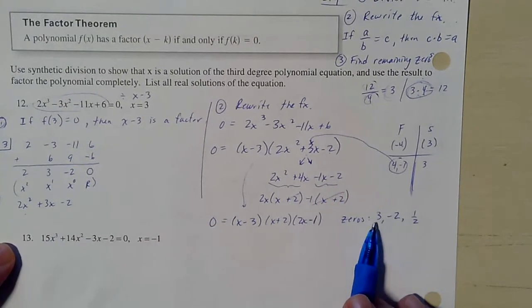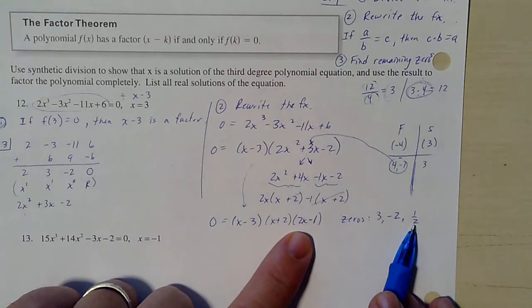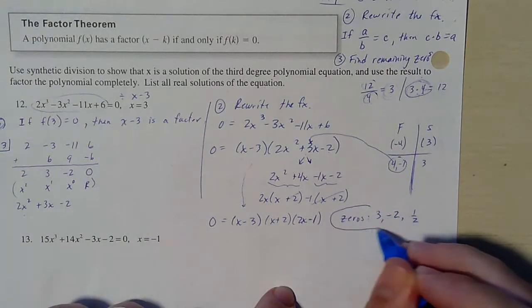All right, here's the end of that last problem. Negative 2 is from this factor, and then here we get positive 1/2. Okay, so there we go.